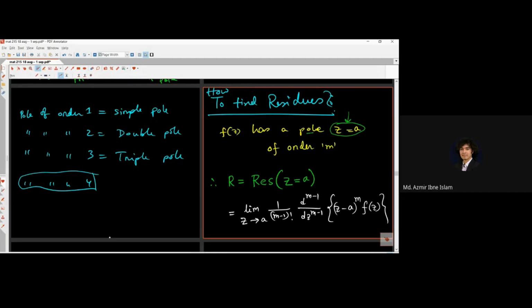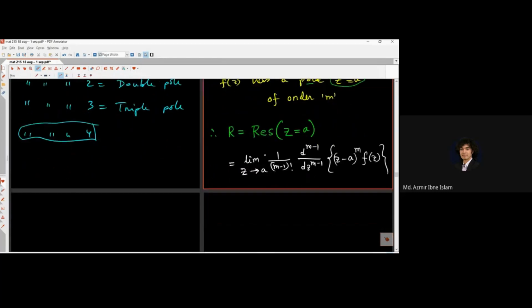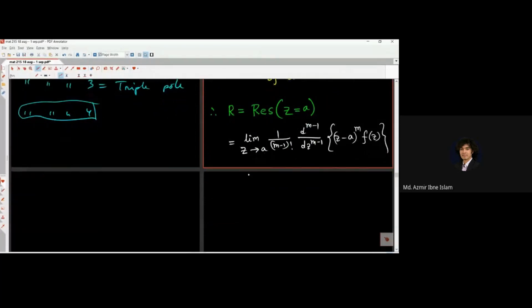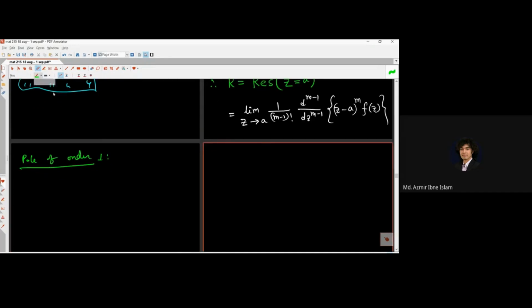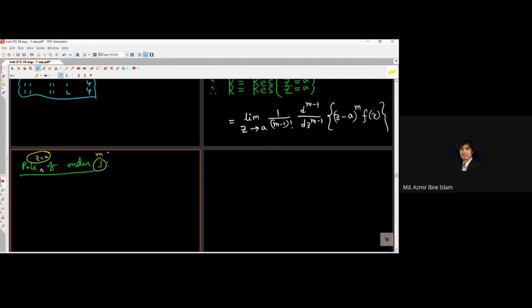Is that okay? You have to recall this formula, or you can write this one so that we can solve any problem. This formula is important. Now suppose we have a pole of order 1. That means the pole is, let's say, z equal to a, and order 1, this is the value of m.